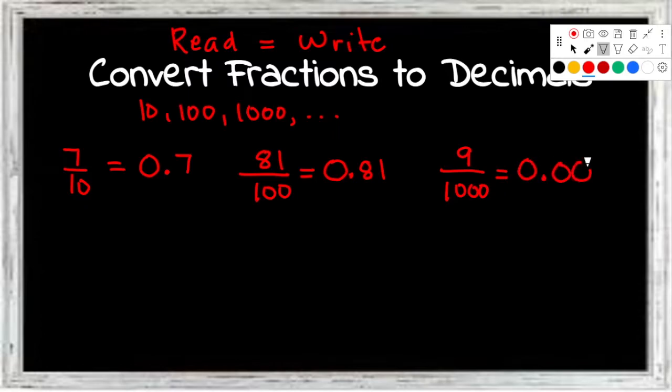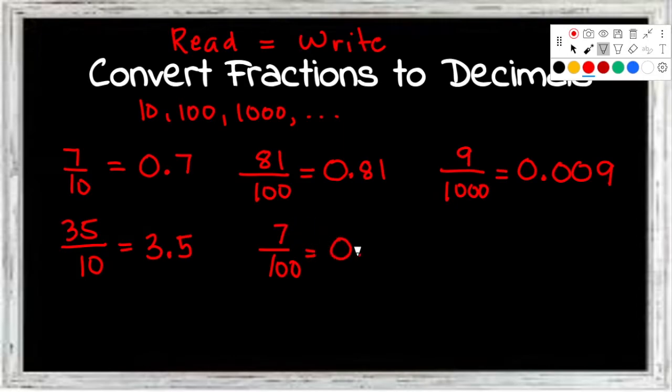So this is 0.009. How about 35 tenths? Meaning that 5 must be in the tenths place. So this will be 3 and 5 tenths, or 3.5. Next is 7 hundredths. The place value of 7 is in the hundredths place, so this is 0.07.